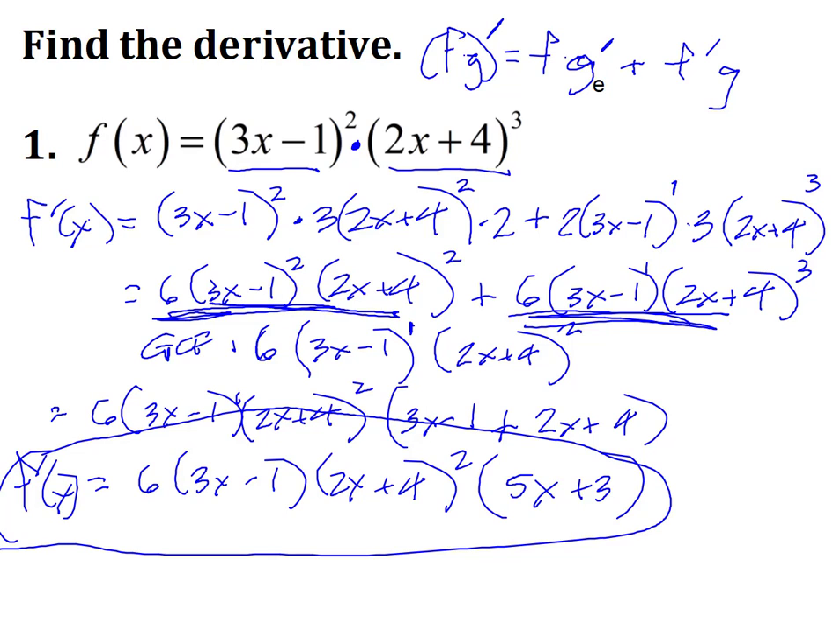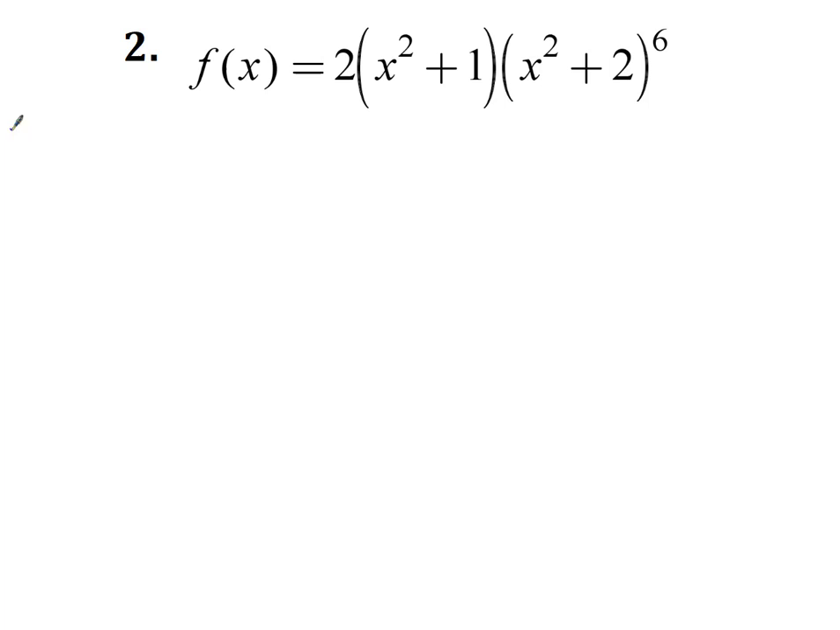Okay? Let's look at another one. All right, so this one, I'm going to leave the first component intact, which is that. That 2 is going to go along with this, so it'll be part of the first component, times the derivative of the second one, which would be, applying the chain rule, 6 times (x squared + 2). Subtract 1 from the exponent to get a 5.